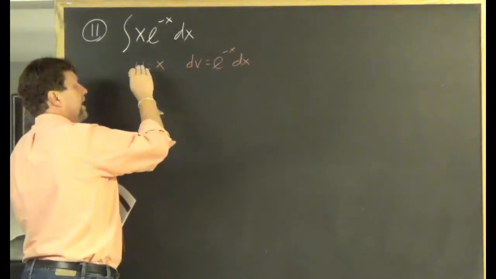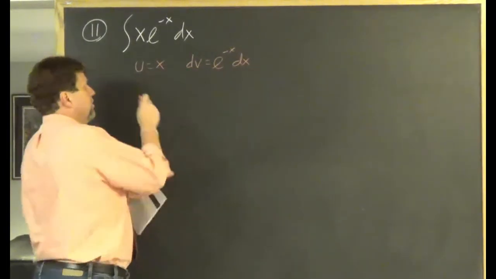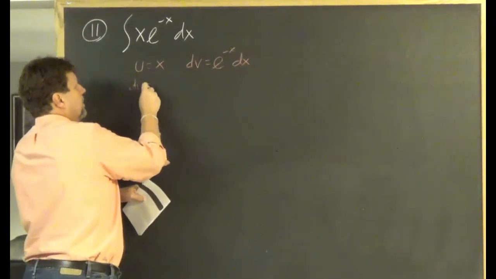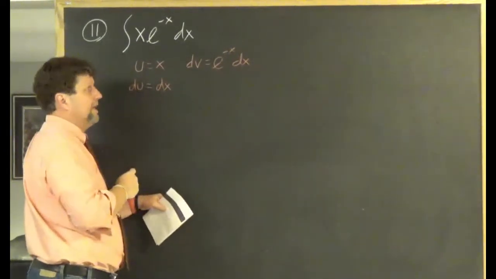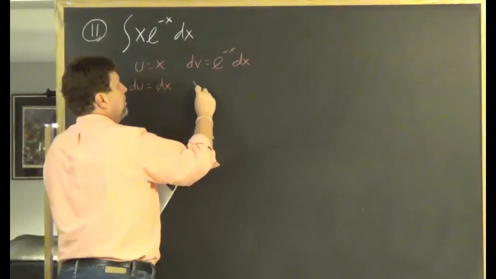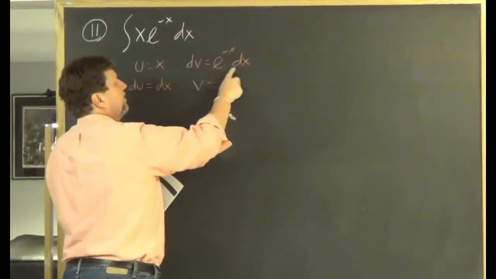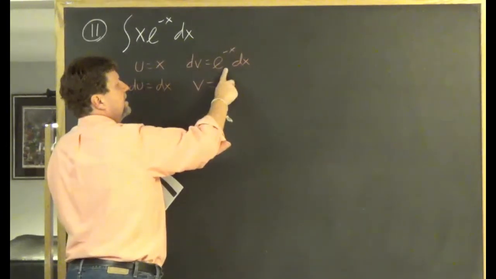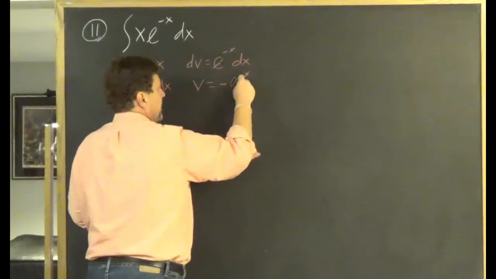Remember, as soon as you write down what u is, and as soon as you write down what dv is, you must compute du. Du is the derivative of your u statement, so that's just a 1 dx. You must compute v. Remember, v is the antiderivative of here, e to the negative x dx. That gives us negative e to the negative x.